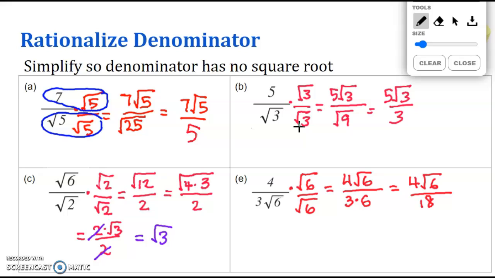Then E, you have 4 divided by 3 root 6. Okay, so you have 3 being multiplied to root 6. 3 is not a problem for us. It's just the root 6 that is a problem for us as a fraction at the denominator. So we're multiplying top and bottom by root 6 over root 6. And again, you're multiplying top with top, bottom with bottom, and you get 4 root 6 divided by 3 times root 6 times root 6, which is just 6. So that becomes 18 at the bottom and 4 root 6 at the top.